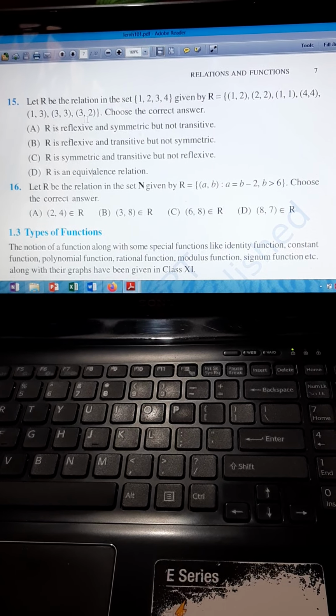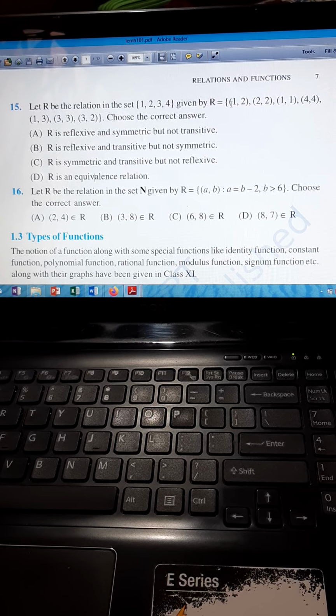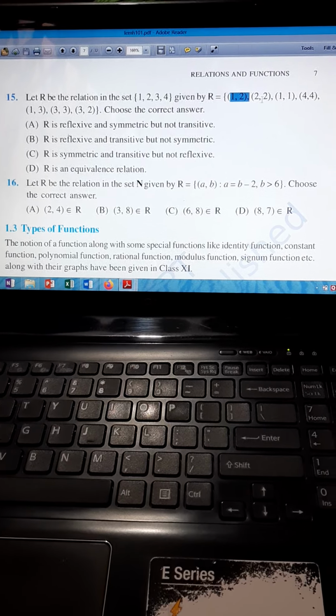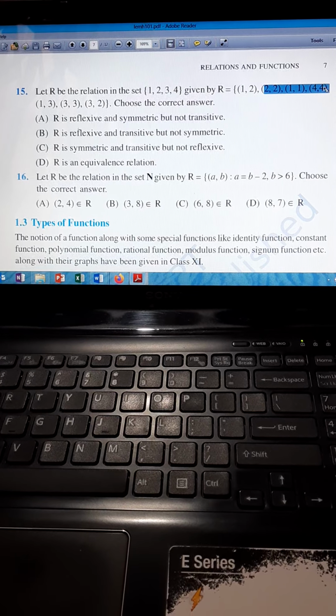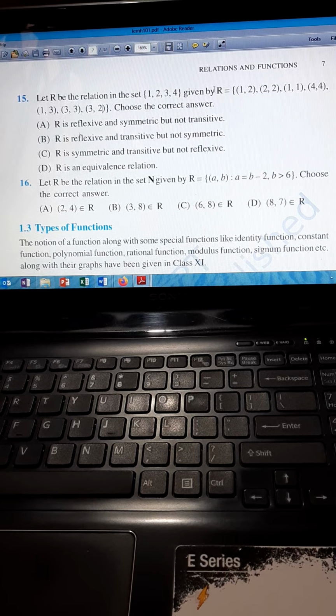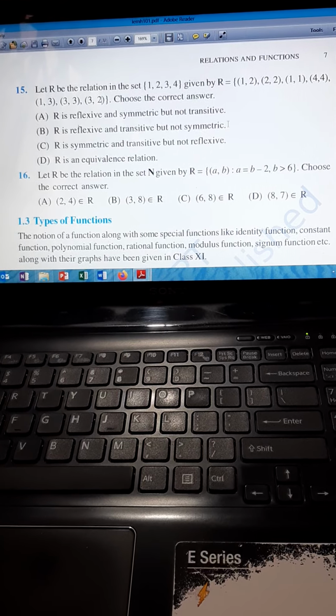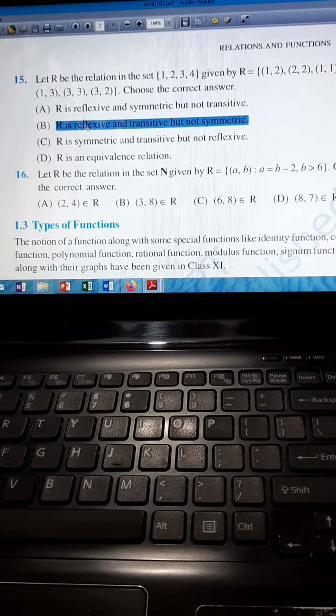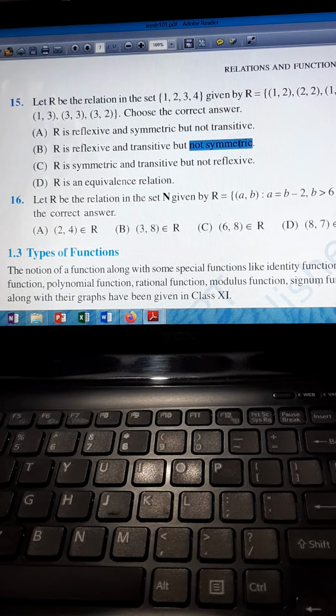Now go to second property, symmetric. 1 related to 2. If it is symmetric, a reverse should be present. 2, 1 should be present, but you can see that 2, 1 is not there. So it's not symmetric. So clearly this is the correct answer now. It's reflexive but not symmetric.